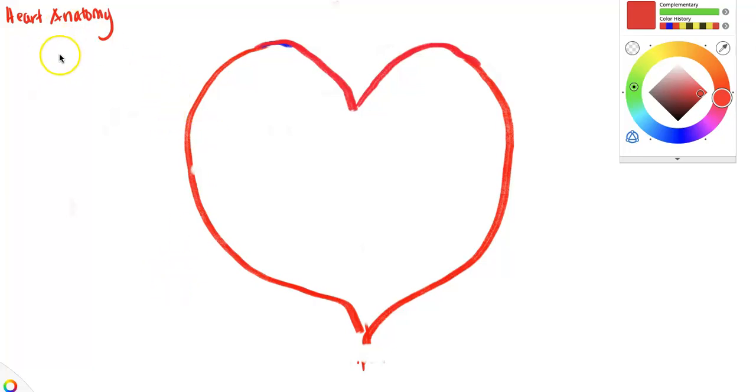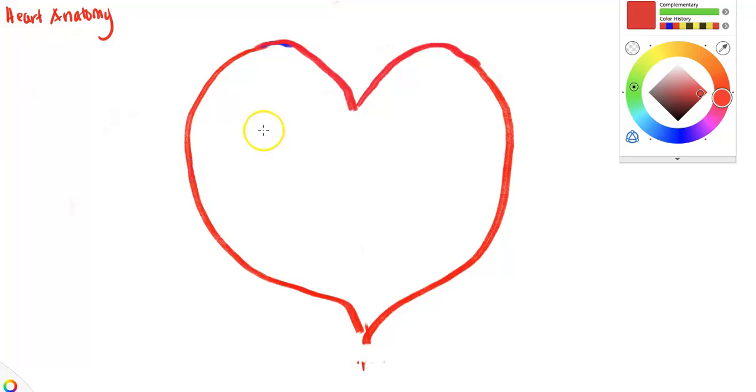Okay, now that we've talked about blood, we need to talk about how blood is pumped through the body. So we need to talk about the heart. So right now we're going to look at heart anatomy. So here's my heart. Obviously, hearts don't really look like this, but it's the best way for me to draw it.